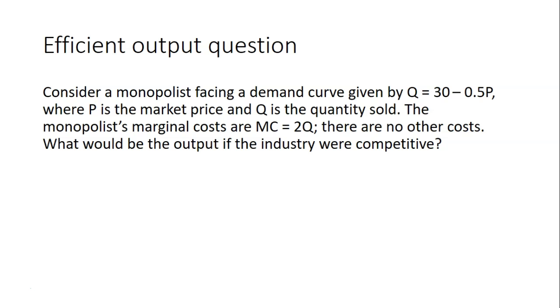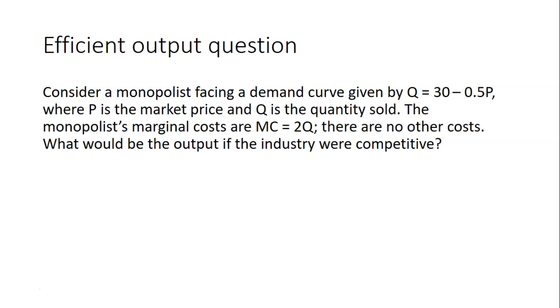The monopolist's marginal costs are MC equals 2Q. There are no other costs. What would be the output if the industry were competitive? A slightly sneaky question, because obviously it's not a competitive industry, it's a monopoly. Anyway, we'll get to that.